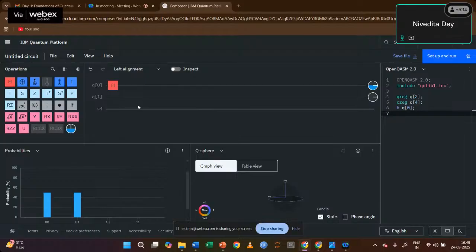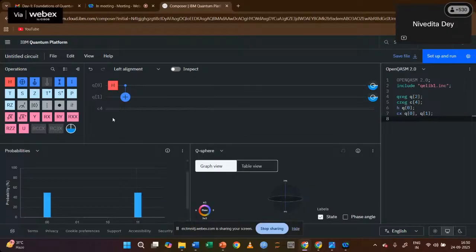Now, what is the next thing? We have to apply the CNOT gate. What is the CNOT gate? This is the CNOT gate. You can see this is a NOT gate. So this is a simple CNOT gate. Just put it over here. And you got your first entangled Bell state. What it is, like 0,0 plus 1,1. And also check for the probability. It is 50-50%.